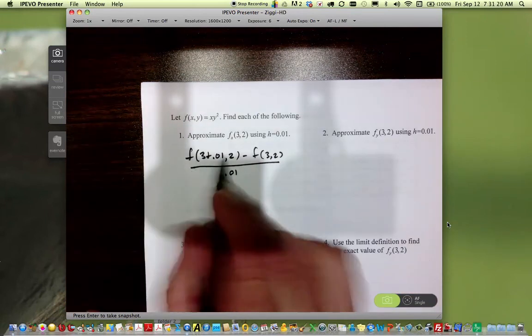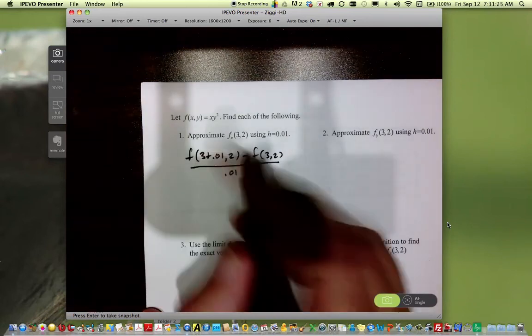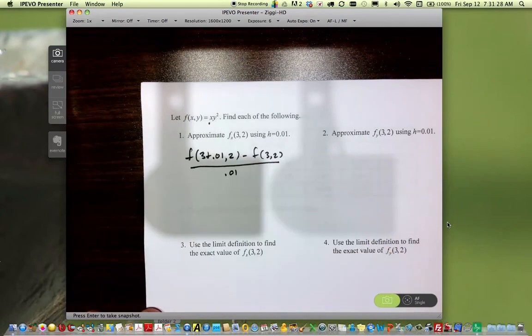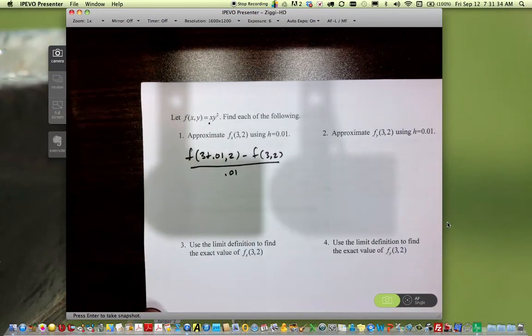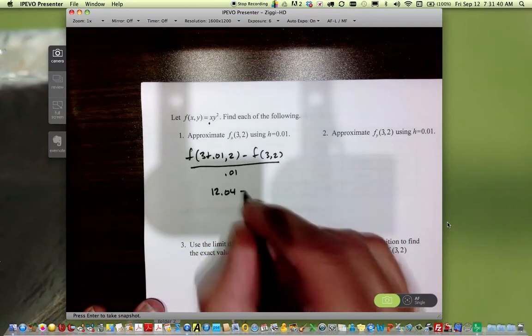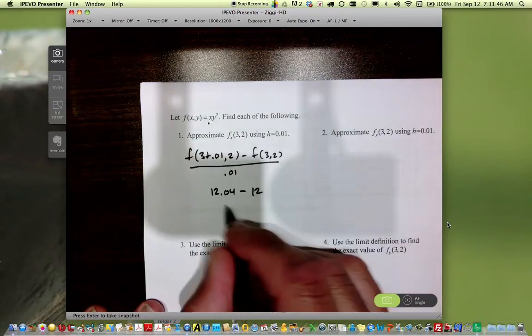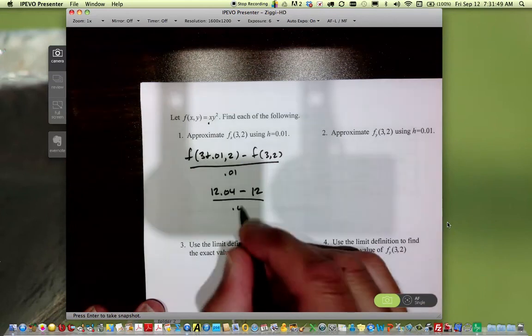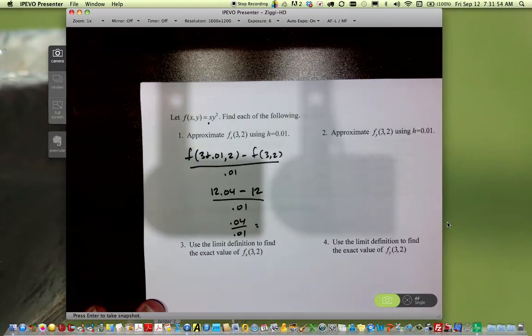Okay, so this is the function evaluated at 3.01 and 2. So if I plug in 3.01 for the x and 2 for the y, we're going to get 3.01 multiplied by 2 squared, or 4, and we're going to end up with 12.04. Minus the value of the function at 3, 2, that's 3 times 4, that's 12. And then we divide that by 0.01. So we end up getting 0.04 over 0.01, and that rate of change then is 4. So at the point (3, 2), this function is going uphill at a rate of 4.